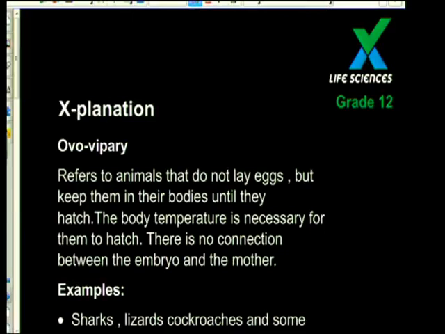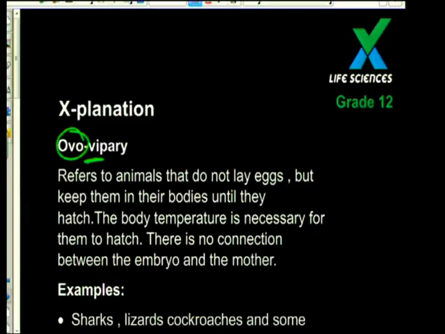Ovoviviparity now. So we looked at oviparity: the egg is laid, there is no connection between the egg and the mother, and the egg develops outside the body. Viviparous, the embryo develops inside the body, there is a connection, and the young is born alive. Now we're taking the ovo from oviparous and the vivi from viviparous and putting them together. In other words, this is telling you that this one is in between somewhere. Where is this in between?